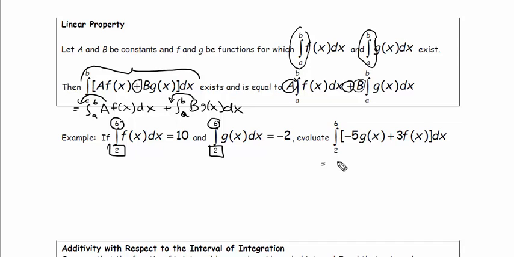Alright, now I'm going to evaluate the integral from 2 to 6 of negative 5 g of x plus 3 f of x dx. So I'm going to split this up into two integrals. Integral from 2 to 6 of negative 5 g of x plus integral from 2 to 6. Oh, I did not write dx here.